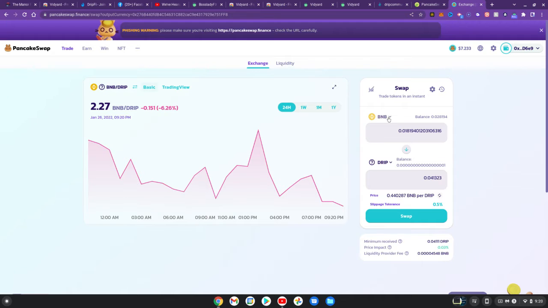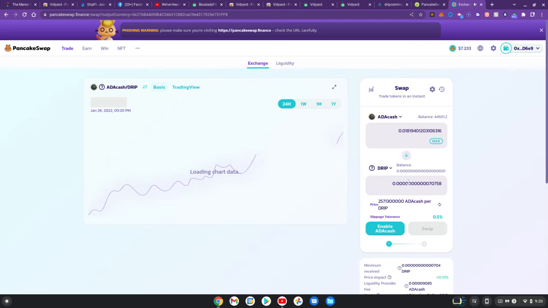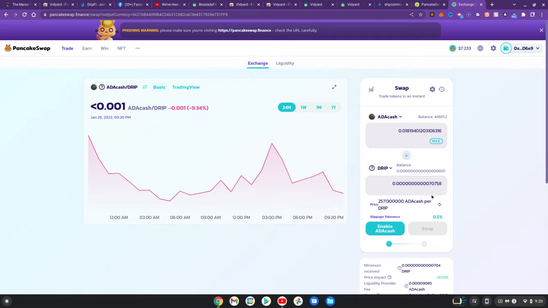It depends on what token you're trying to swap with. If I wanted to take this ADA cash and swap it for drip, then I would get that many drip from the ADA cash that I had. Whatever I want to swap to, I can swap to. Okay, that's how that works. Don't pay attention to that, because it's bringing up the ADA cash amount since that's on the top. So there you go, you can swap if you want to. You can do it the other way, just buy it on drip.